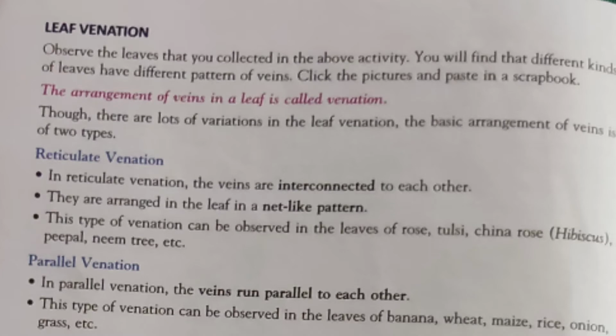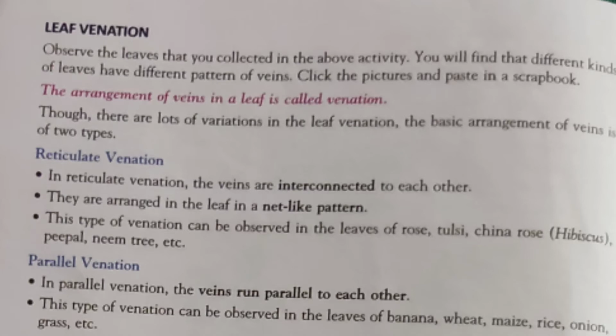The arrangement of veins in a leaf is called venation. So if I ask you, what is venation, children? You should say the arrangement of veins in a leaf is called venation. Though there are lots of variations in leaf venation, the basic arrangement of veins is of two types. This is also very important, so listen carefully. Number 1 is reticulate venation and number 2 is parallel venation.